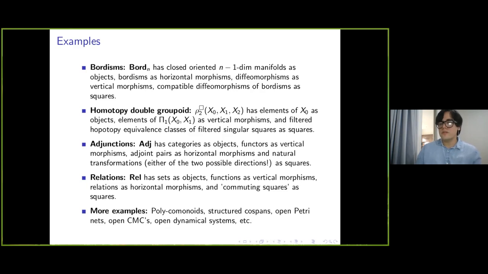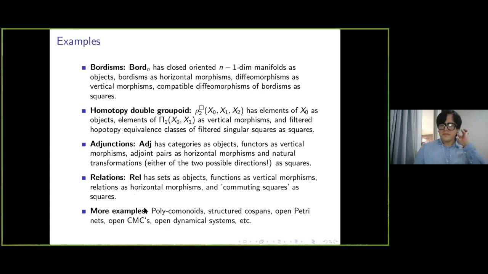There's also the double category of relations, where objects are sets, vertical morphisms are functions, and horizontal morphisms are relations. And if you have a frame, there's a unique square filling that frame if the square commutes. So if you have a relation here and here, and vertical functions, if everything's compatible, then there is a square. Composition is the usual composition of relations.